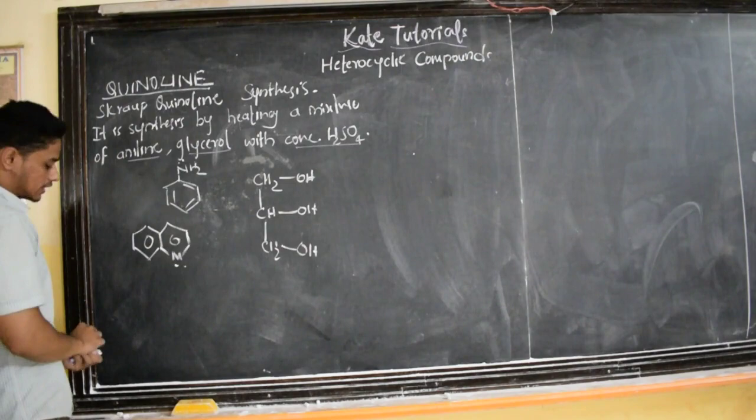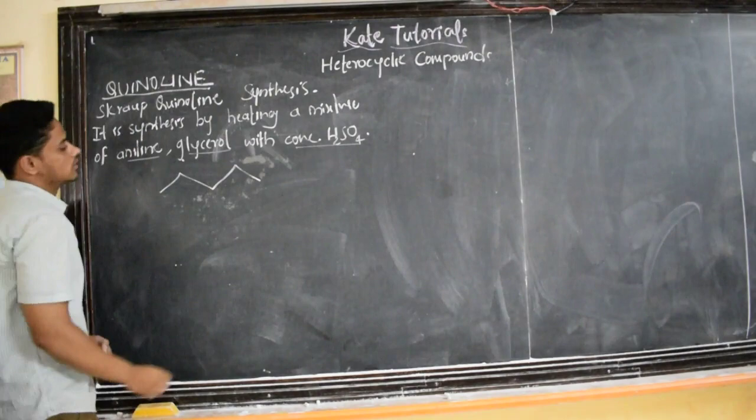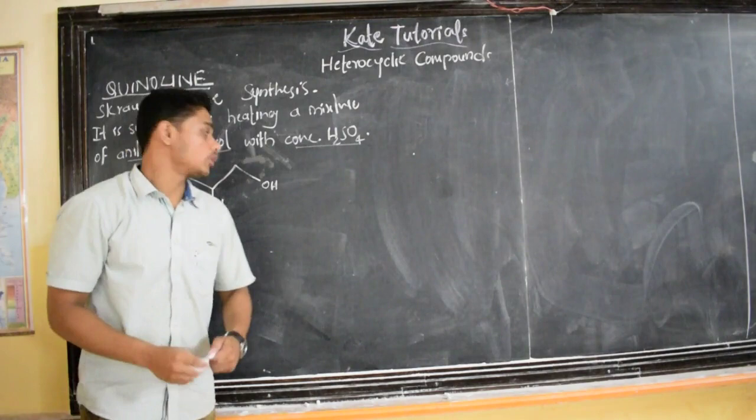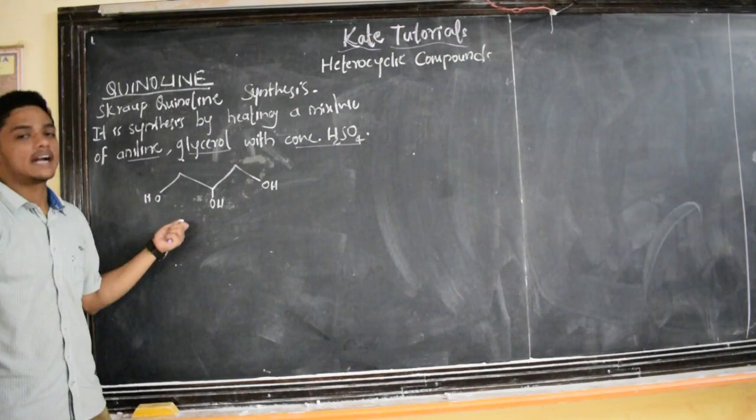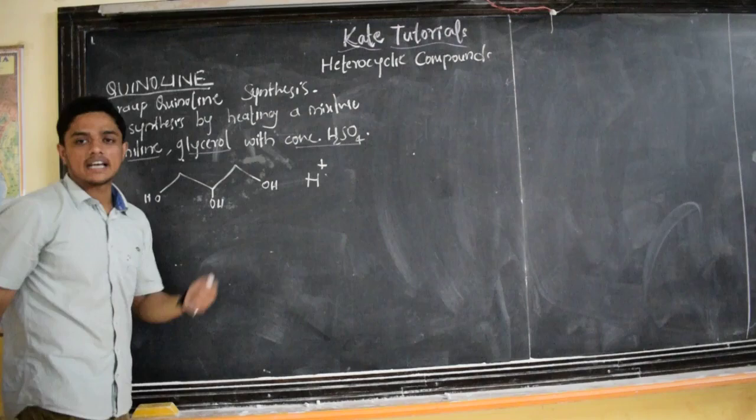So let's get started. I am going to write glycerol like this: CH2OH, CHOH, CH2OH. I can write it like this also, because it will be easy for us to discuss the mechanism. Since it is taking place in acidic medium, it must contain H plus ion. This H plus ion is going to attack this oxygen.